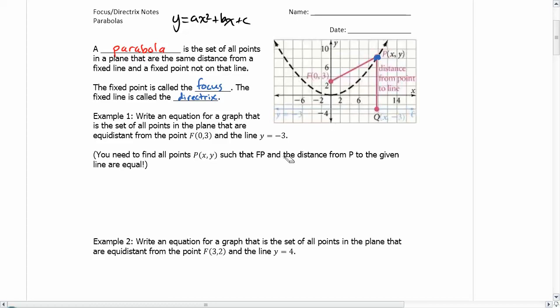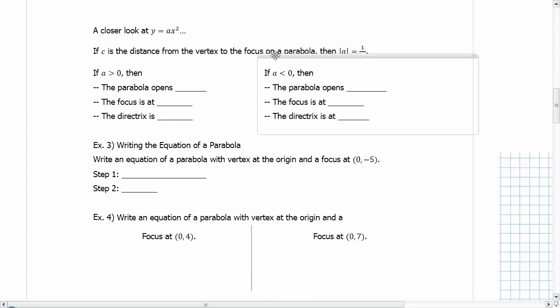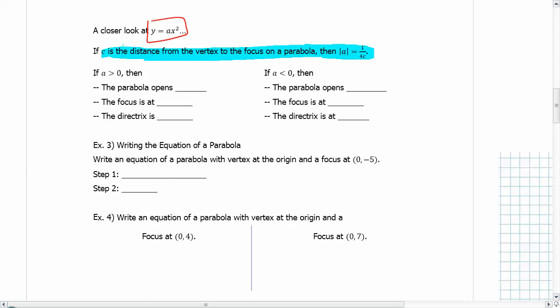Now actually, before we look at this page, I want you to go ahead and slide over to the next page. So this is the most basic form of a parabola, y equals ax squared. One thing that I need you to focus on is that c is the distance from the vertex of a parabola to the focus of the parabola. Also, it would be the distance from the directrix to the vertex. So it's the focus to the vertex or the directrix to the vertex.